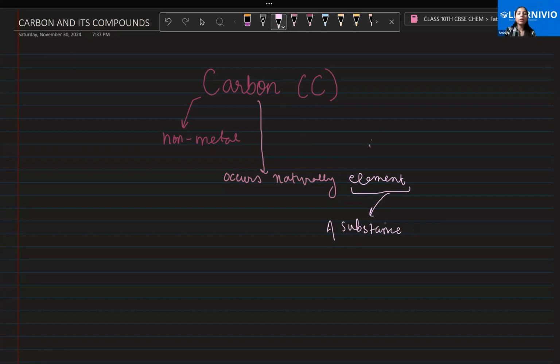I'm also defining what an element is. When a substance cannot be broken into further different species or parts, that's when we call it an element. You can write that down also. Ma'am, so carbon is the element? Yes, carbon is an element.